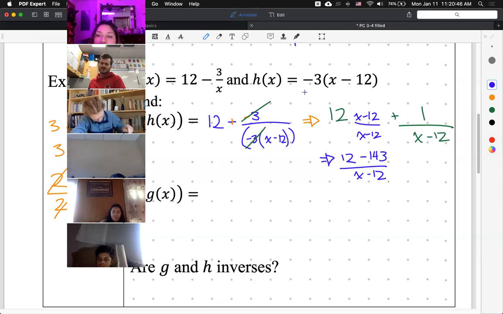Okay, let's do the other side. Maybe the other side will work, I don't know. Probably not, since the first side didn't. I need to plug g of x into h of x. That's the composite function, h of g of x. Who can help me?